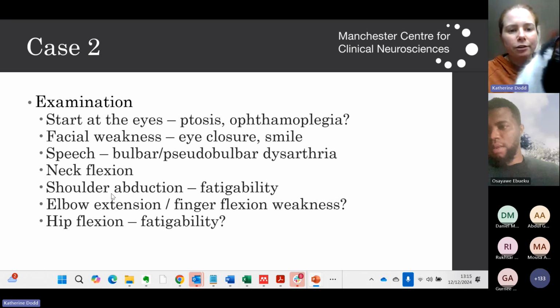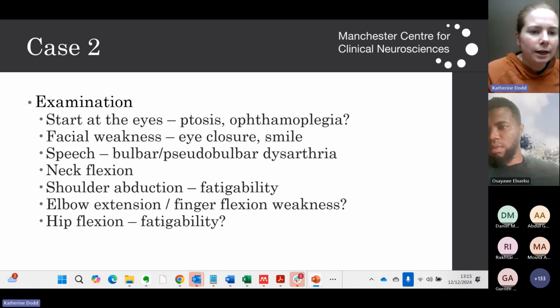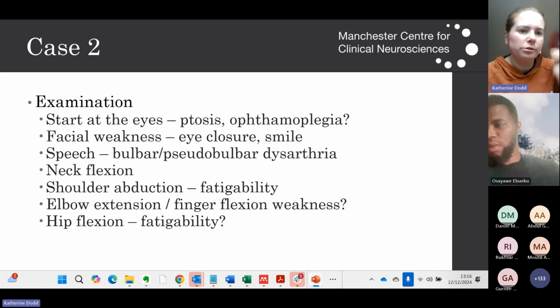Is the neck flexion weak? I don't quite know why, but in myasthenia, you often get a discrepancy between neck flexion and neck extension. So do test the neck flexion by asking them to push forwards onto your hand, or raise their head off the bed if they lie flat.